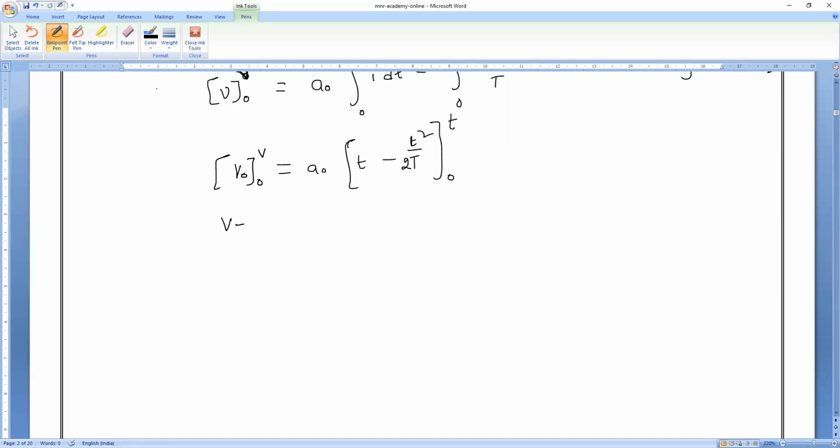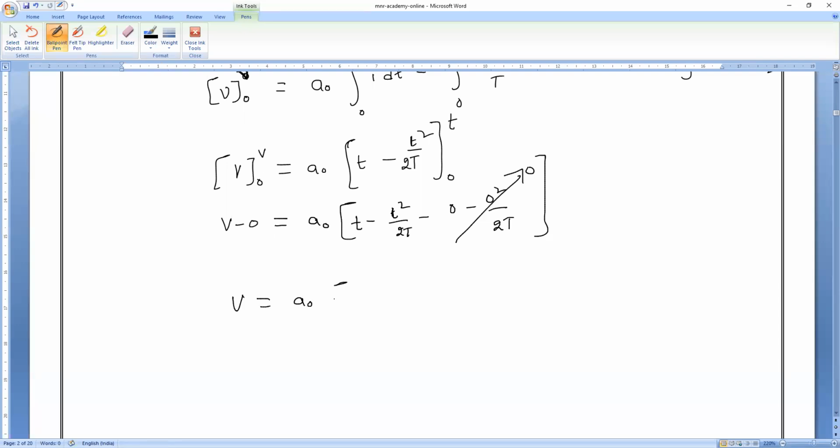V minus 0. This one, a0 into, here first I will substitute t. So t minus t square by 2t minus 0 minus 0 square divided by 2t. Of course this whole term will become 0. So finally, V is equal to a0 into t minus t square divided by 2t. So that is what we are getting, the velocity. Is it right, everybody?